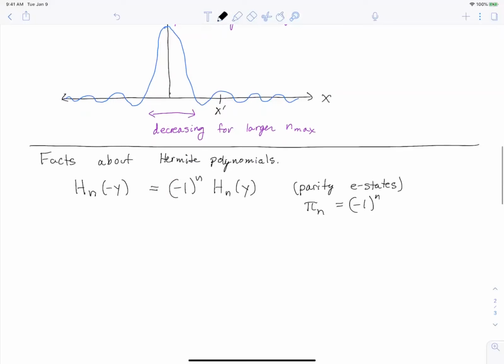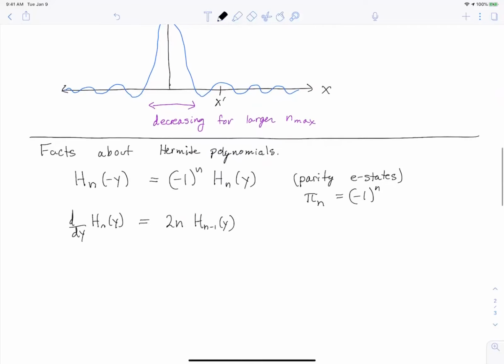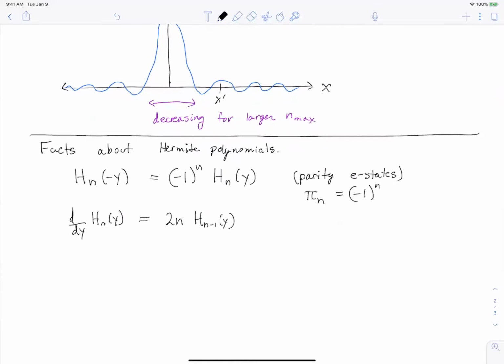Okay, another fact is what happens if you take a derivative of a Hermite polynomial with respect to its argument. And the answer is you get back 2n times the next lower Hermite polynomial. As a sanity check, the Hermite polynomial H sub n has degree n, that's the largest power of y. And so if I take a derivative with respect to y, I'm going to knock it down by 1. So that makes sense.